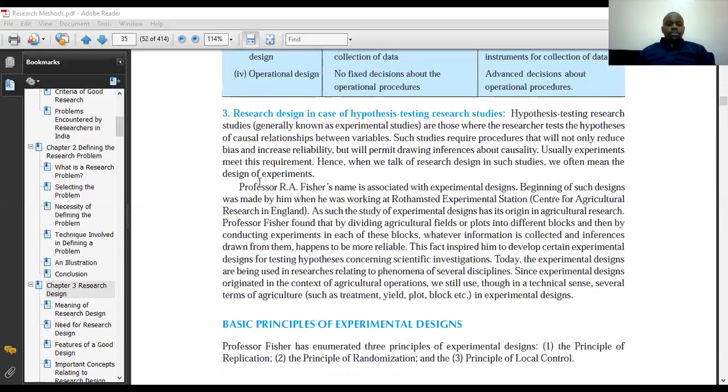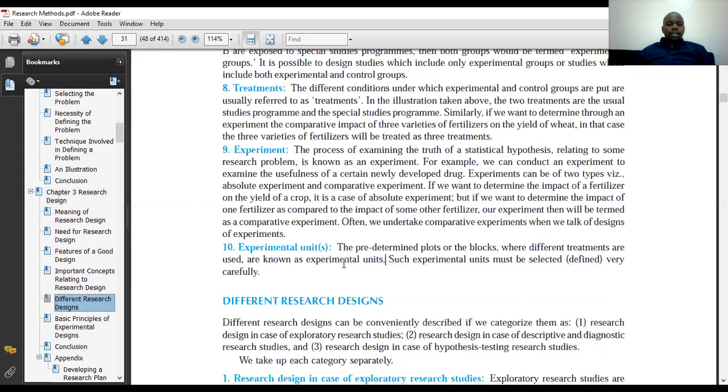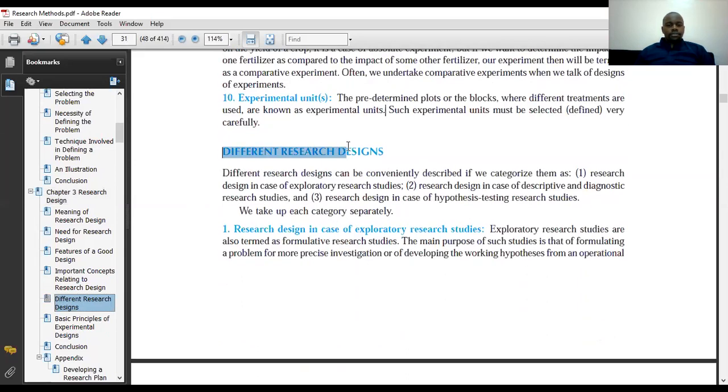Now, there are different kinds of research designs that are normally used. So I'm going to share with you the research designs. I'm going to share a screen here.